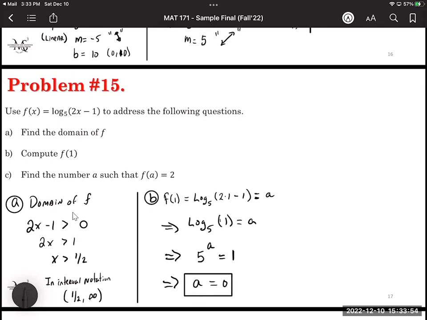So that would have been the solution to part B, right? You plug in the value of 1 for x, simplify the logarithm just a tad bit, you get log base 5 of 1, set it equal to A so that you can convert it into an exponential. You get 5 to the A power is equal to 1. And now you just have to think about the situation. Well, A has to equal 0.